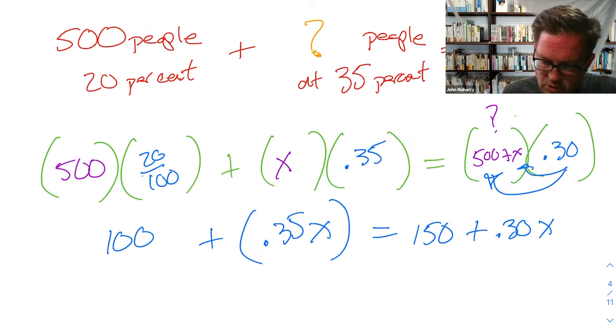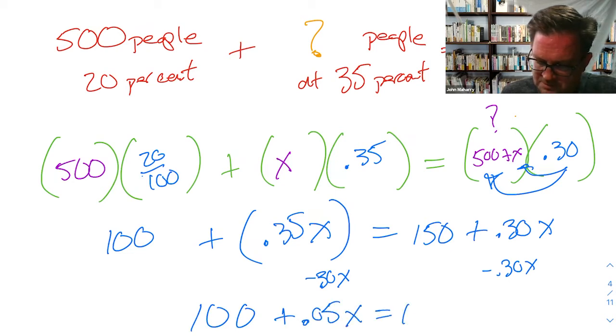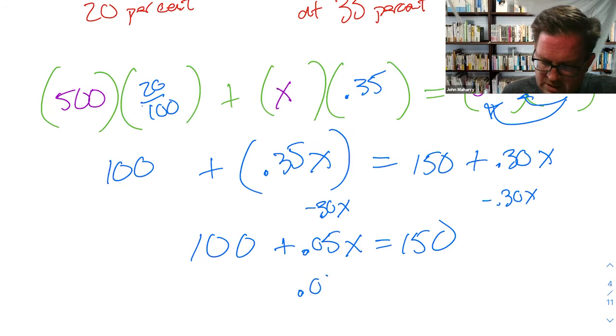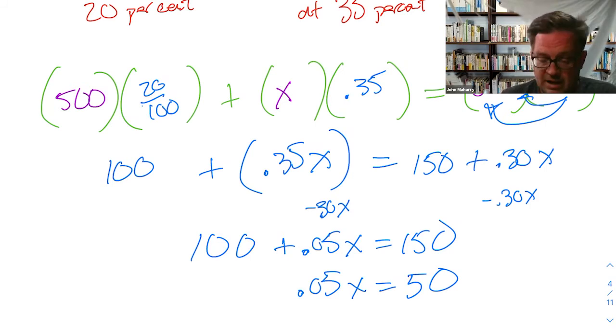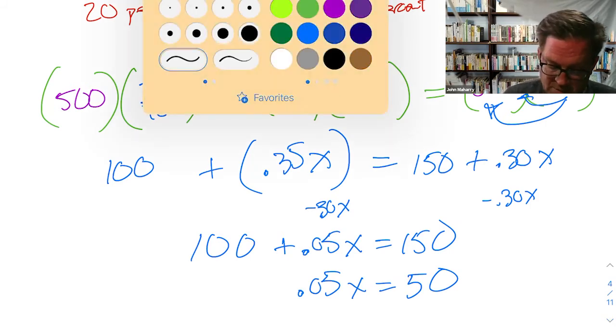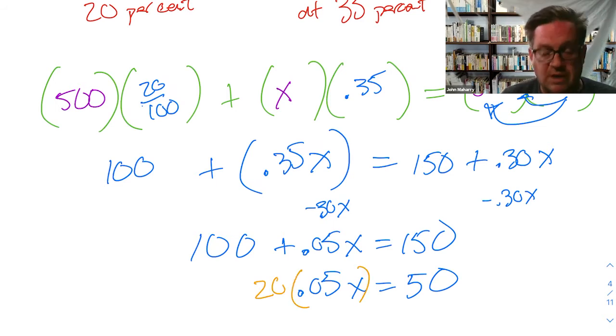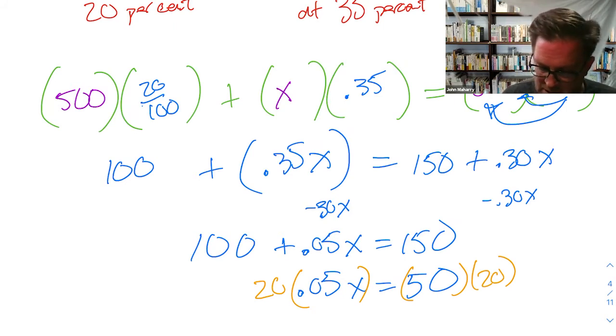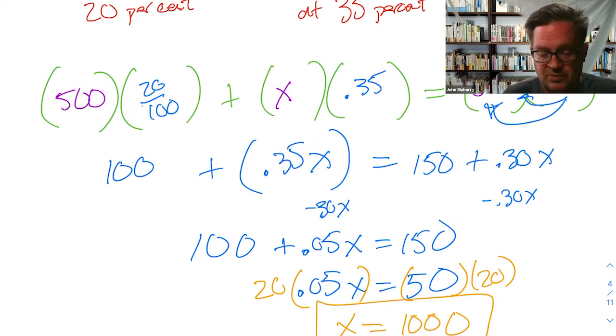And so let's subtract 0.30x. 0.30x minus 0.30x is gone, leaving 100 plus 0.05x equals 150. 0.05x equals 50. Divide by 0.05, or a better way to do that is multiply by 20. Right, because 0.05 times 20 is 1. So maybe that's an easier way to think about it. And that is going to give you x equals 1,000. So we must have had 1,000 people at that higher percent, 35% rate.